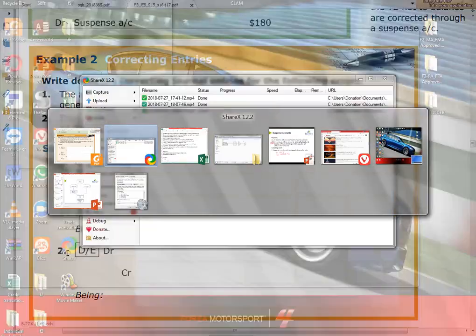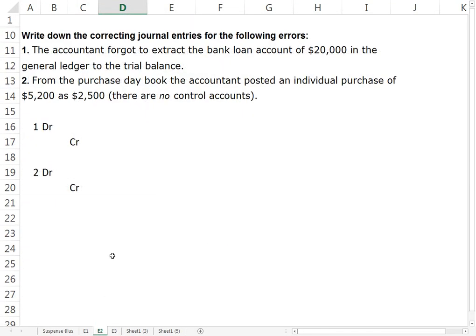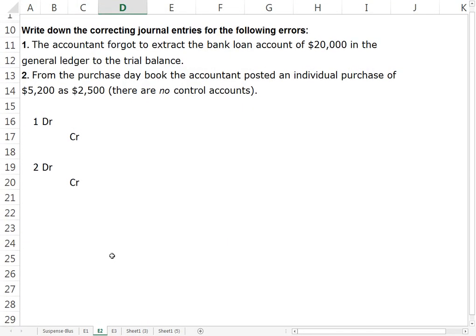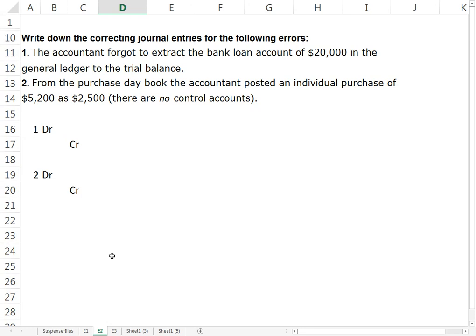Okay, so it's a bit easy. Well, let's just say it's a bit short. So let's try and see if you can guess the correct entries for error one. Error one: the accountant forgot to extract the bank loan account of $20,000 in the general ledger to the trial balance. Okay, what type of an error is this?